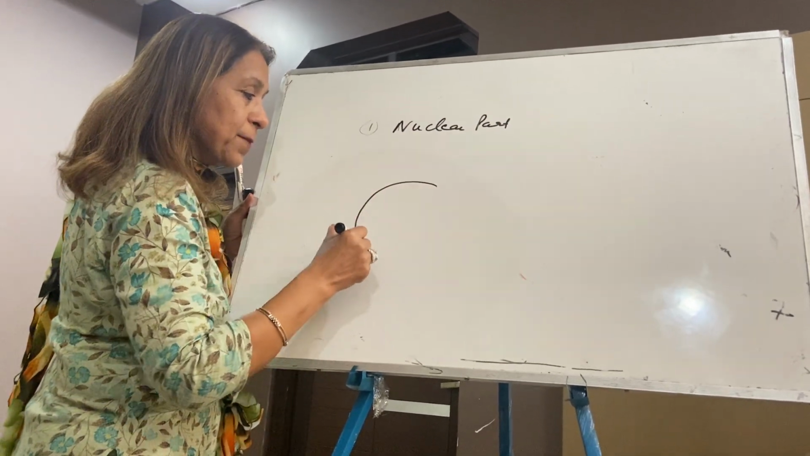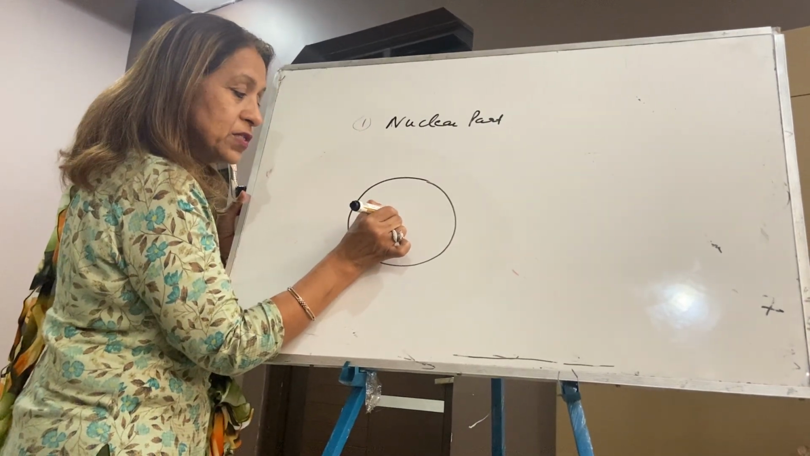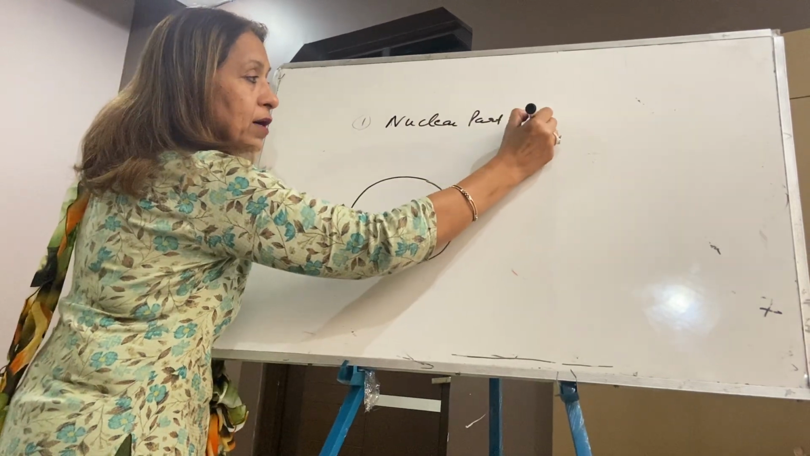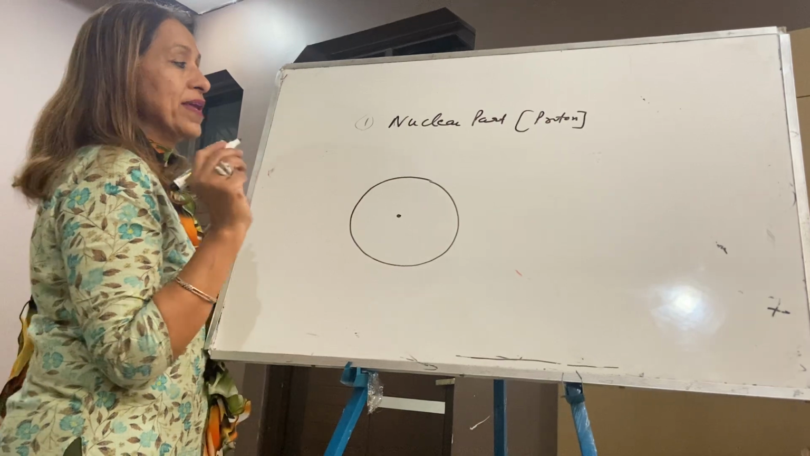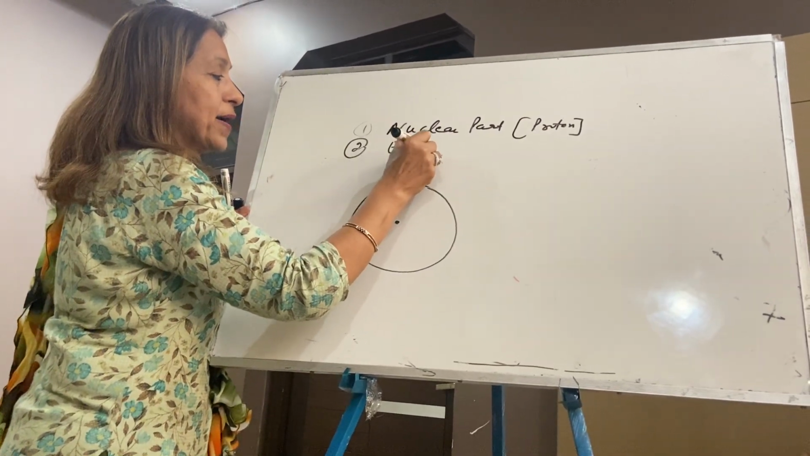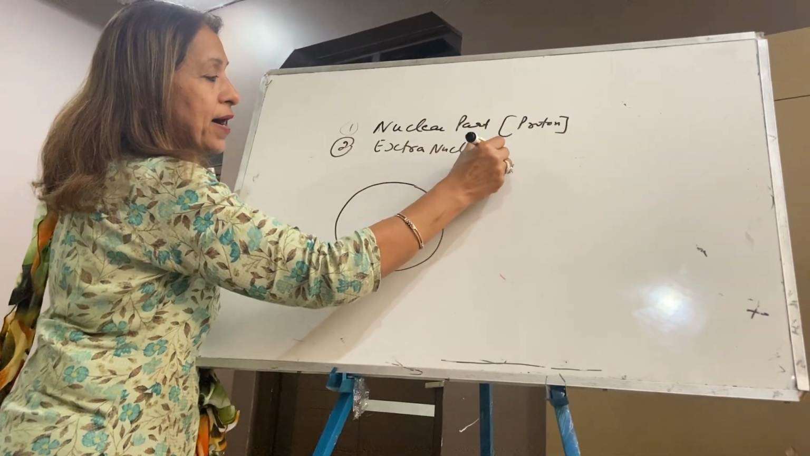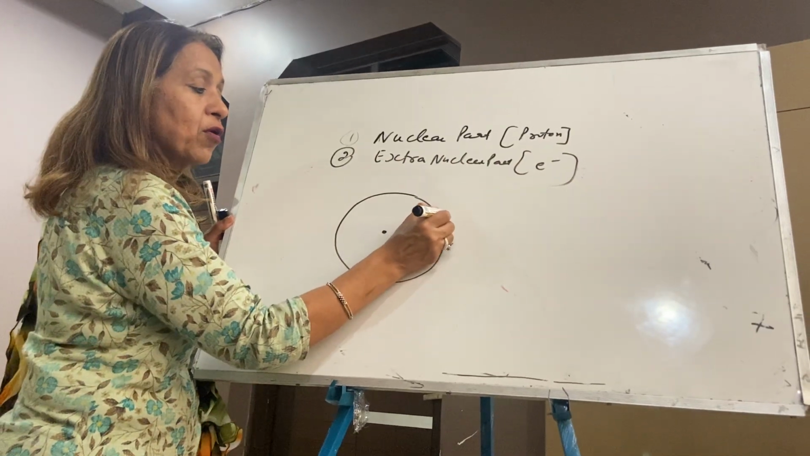The nuclear part is the part which is present in the center. This is the nuclear part. There is a proton, and this is the proton area. Protons reside here; protons occupy the nuclear part. After that, the rest is the extra nuclear part. This extra nuclear part is the part where electrons revolve. So this is where electrons revolve.